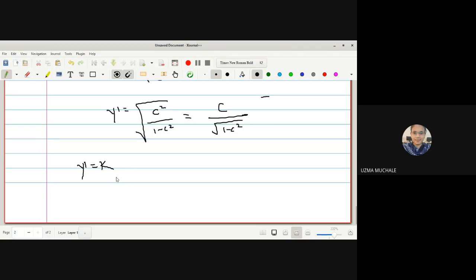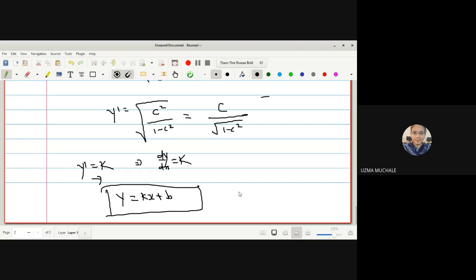So you can write this as nothing but dy by dx is equal to some constant k. So again integrating, you get y is equal to kx plus b, which is nothing but the equation of a straight line, right?